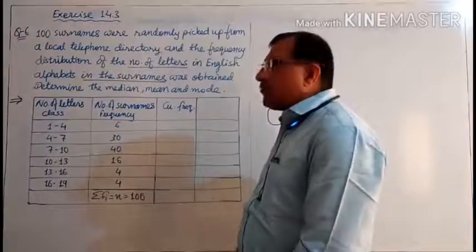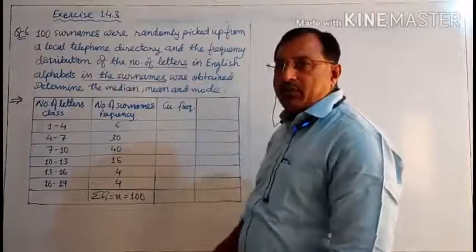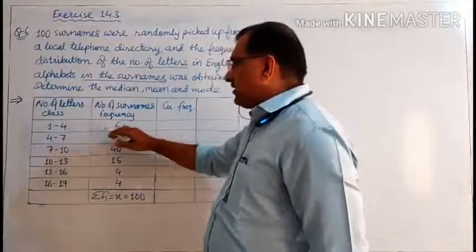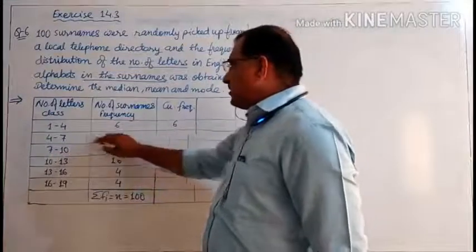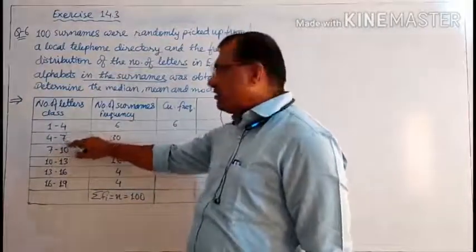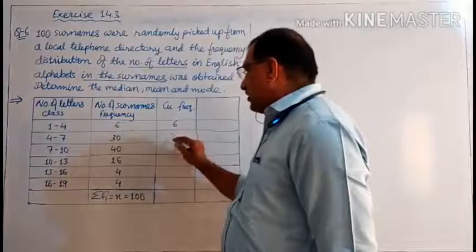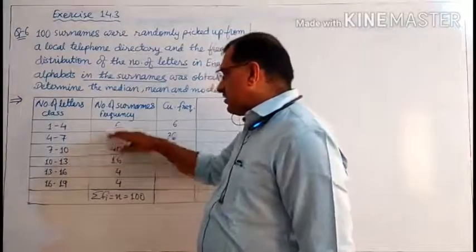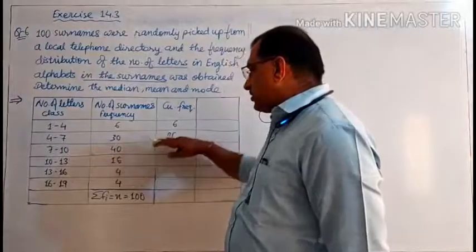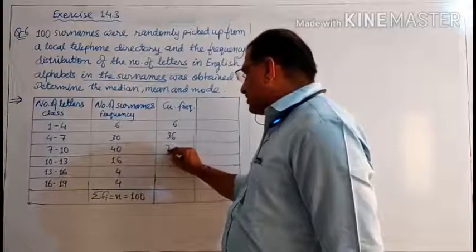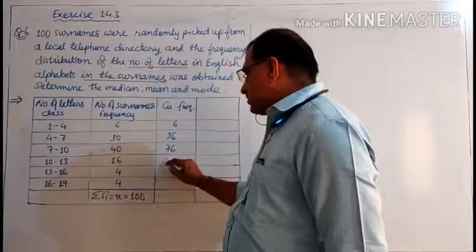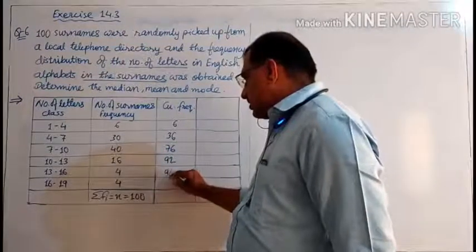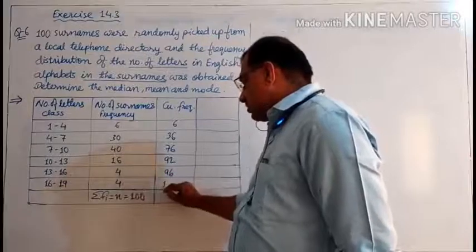So first of all we have to go for the cumulative frequency distribution for the median. Here, number of letters 4 or less, there were 6 surnames. Then number of letters 7 or less, that means 6 plus 30, that is 36. The number of letters 10 or less, that means 6 plus 30 plus 40, that means 36 plus 40, so that is 76, plus 16, and that is 92, then plus 4, that is 96, and then plus 4, that is 100.